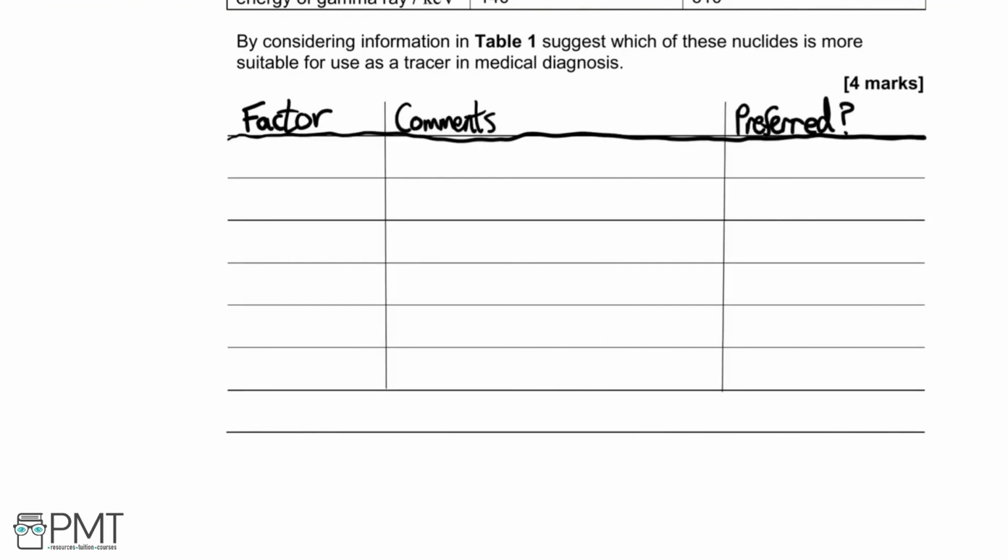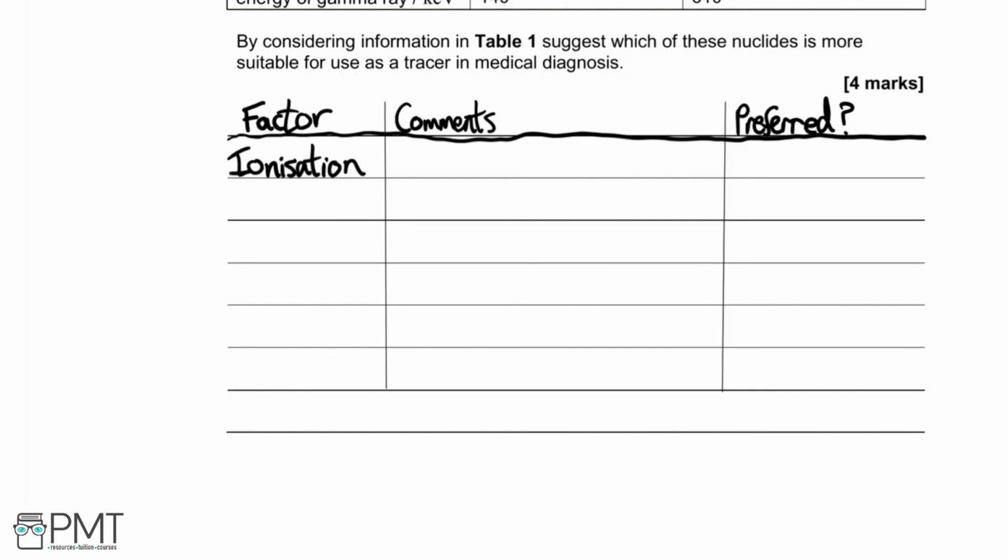So I've got a column for different factors. I've then got the comments which can be made about that factor, comparing the two tracers. This is where the marks are going to be scored. And then on the right column here, we've got which of the two tracers do we prefer as an outcome of our comments on each factor. And then I've left a line at the bottom just to make a quick conclusion, for which a mark can be obtained, but we can get 4 marks actually for just writing 4 strong points comparing the two.